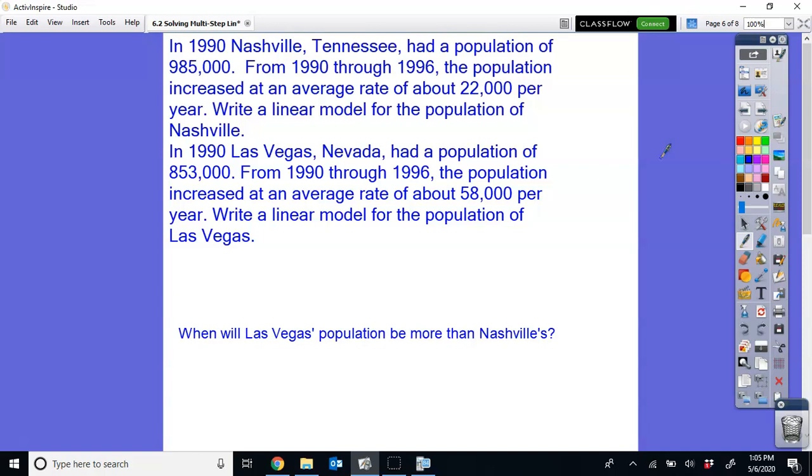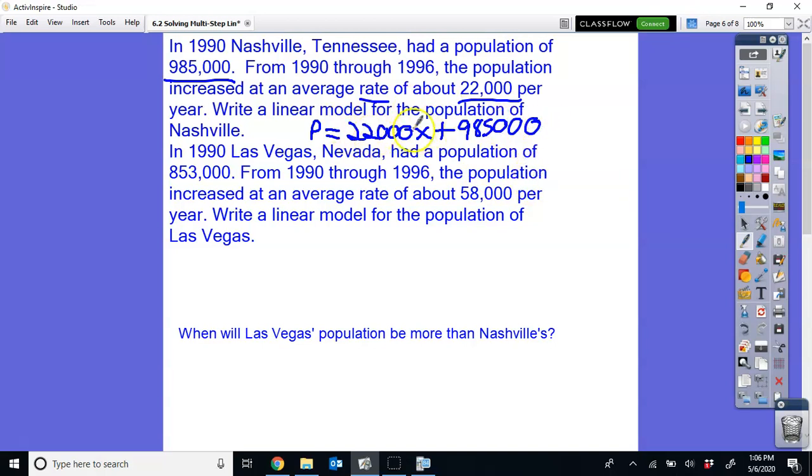Write a linear, oh, mx plus b stuff. Write a linear model for the population of Nashville. So this is a rate of 22,000 per year. This is the population in 1990, which was the beginning year. So there's my m and there's my b. So for Tennessee, the population is equal to 22,000 times x plus 985,000, which means basically every year they're gaining 22,000 people, but they started at 985.